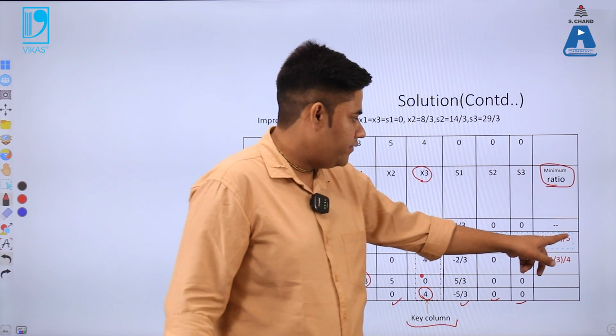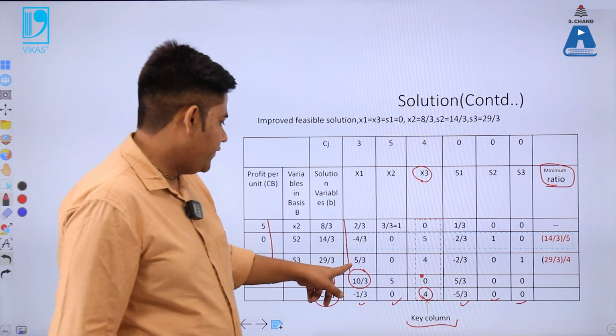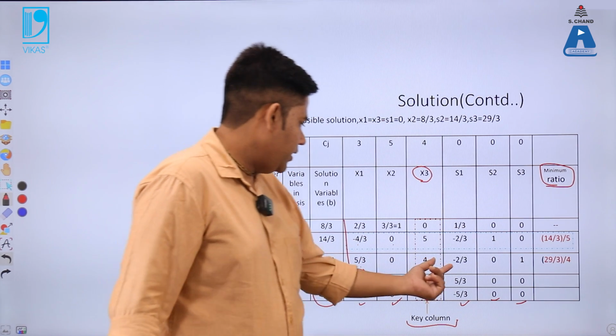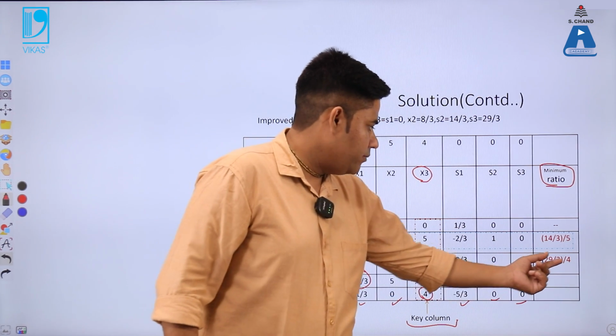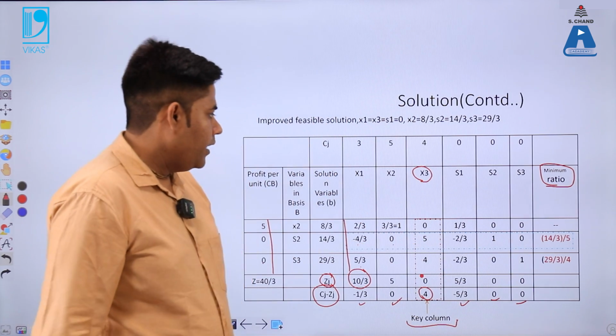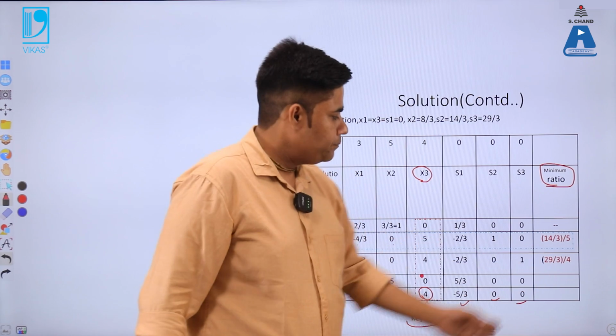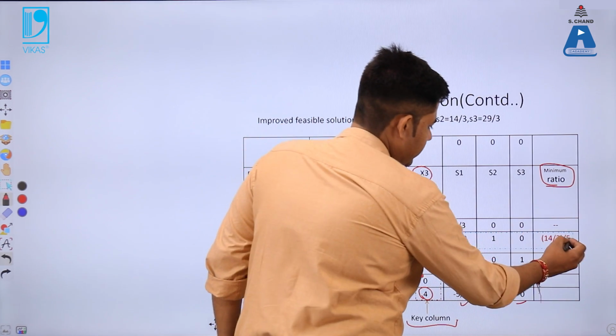That means 14 by 3 divided by 5, and 5 by 3 divided by 4. Sorry, 29 by 3 divided by 4. So 29 by 3 divided by 4, I'll get a value. As the name suggests, minimum ratio, so I need to choose the minimum of all these 3. The minimum of all these 3 is the second one.